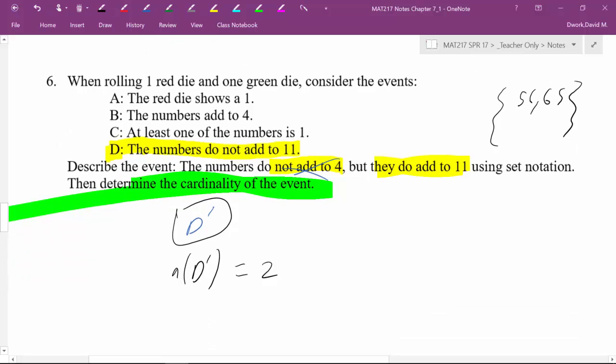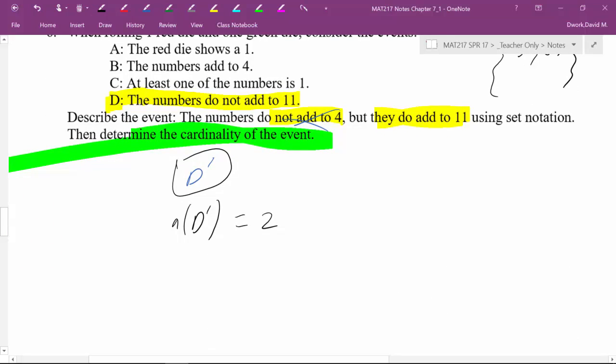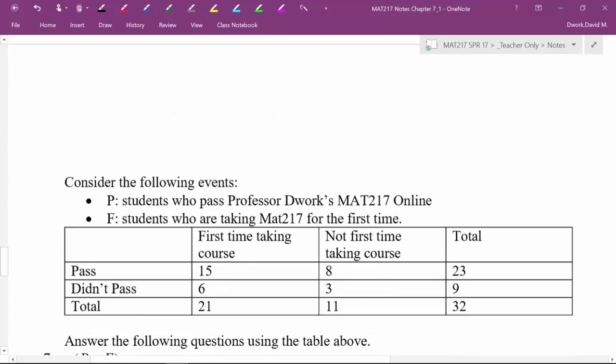All right. So I hope this helps you get started on those. When you go into the homework, you'll see there'll be some fun ones in there. Just give them a shot.